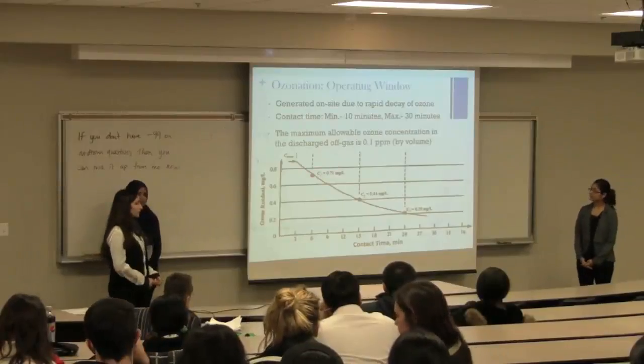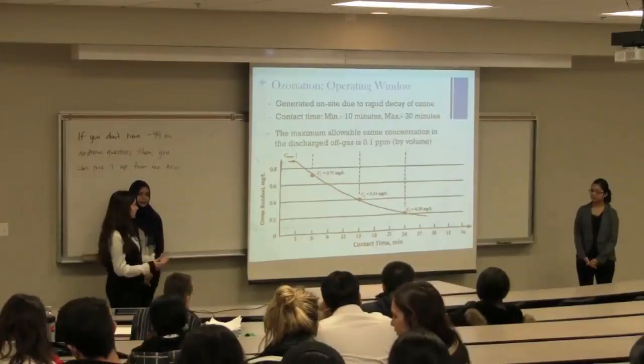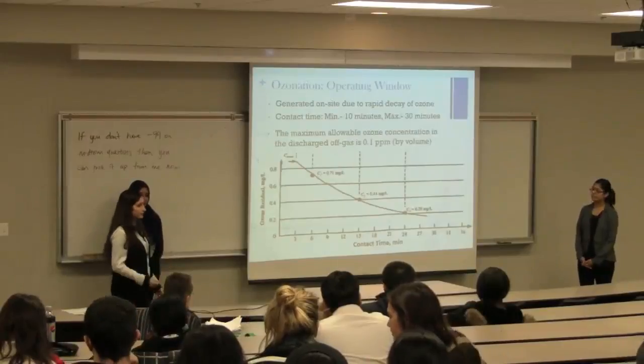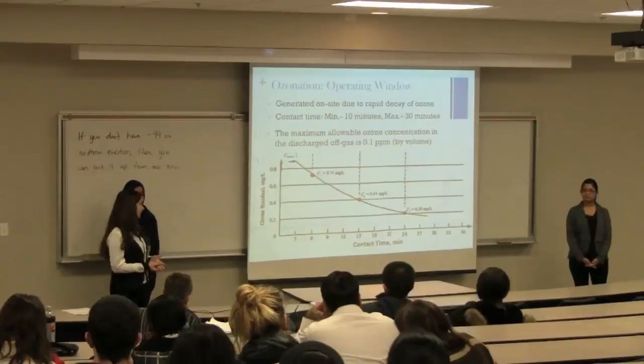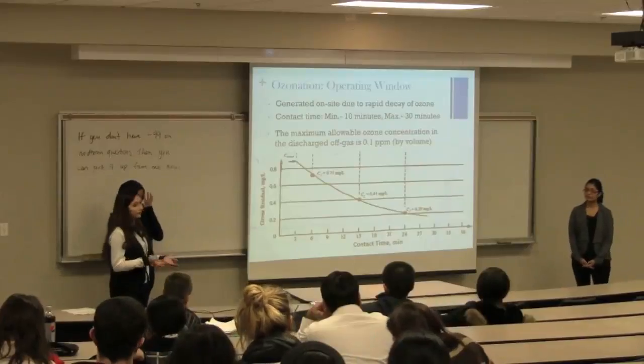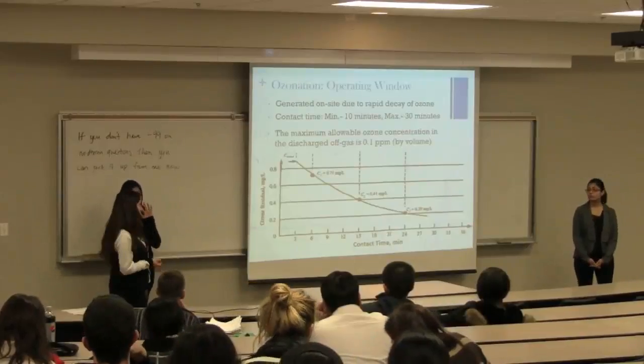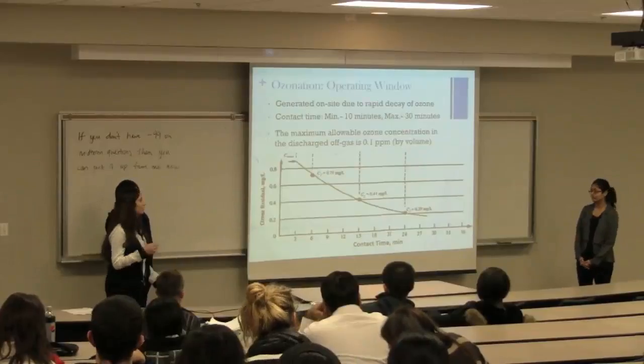Another restriction we have in our process is the maximum allowable ozone concentration in the off gas, and it should be about 0.95 parts per million, which is the maximum amount of ozone any worker is allowed to be exposed to.